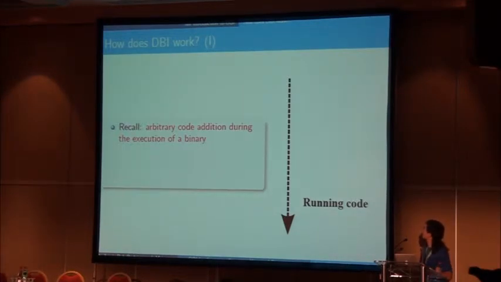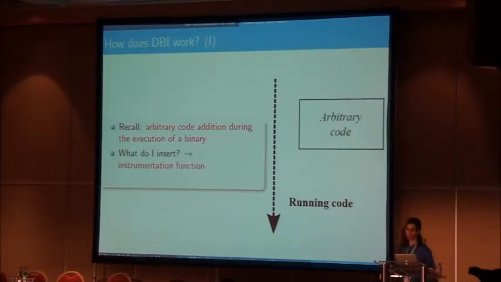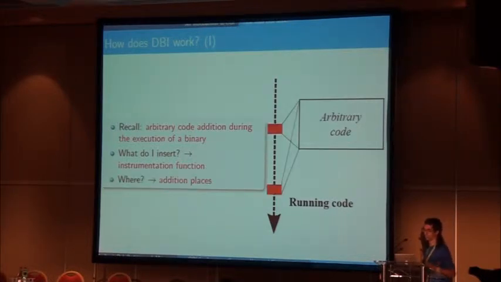Recall that we have said that we can add any arbitrary code during the execution of a binary. So we will have here our running code of our binary, and we need to define what I want to insert. Okay, this is done by a thing that is called the instrumentation function. So with this, we can define what we want to insert, and then we have to define the places, okay, where we want to add this code. So for instance, we have our binary, and I can say, okay, I want you to execute this code only at this point and only at this point.